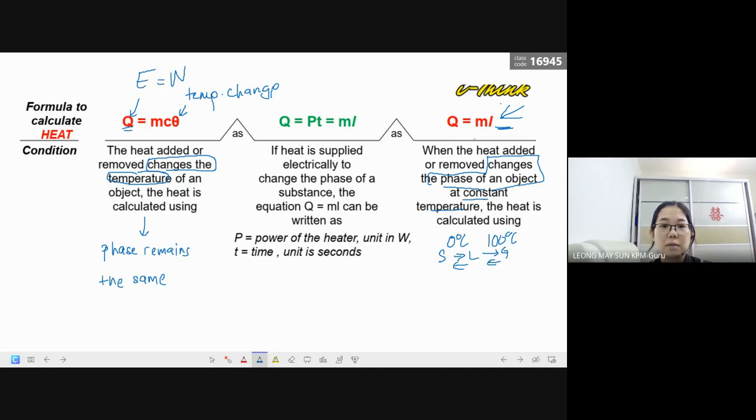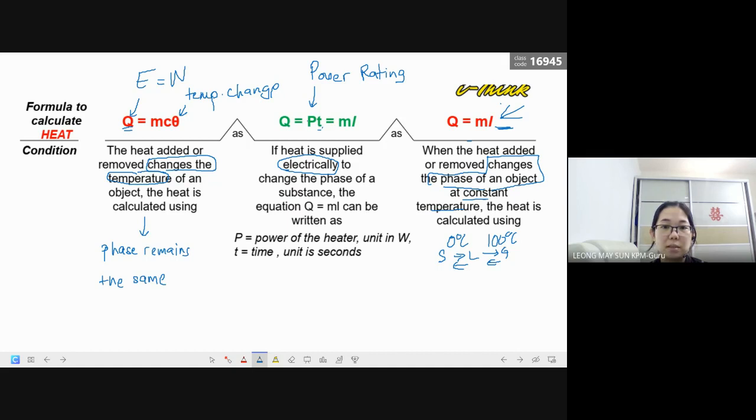So this Q equals ml and Q equals mc theta, where does the energy come from? Because if you want to increase the temperature, it needs to absorb the energy, but where does the energy come from? So in physics situations, the energy comes from electricity, whereby normally in electrical appliances they will give you the power rating. And they will tell us how long the energy is being supplied.